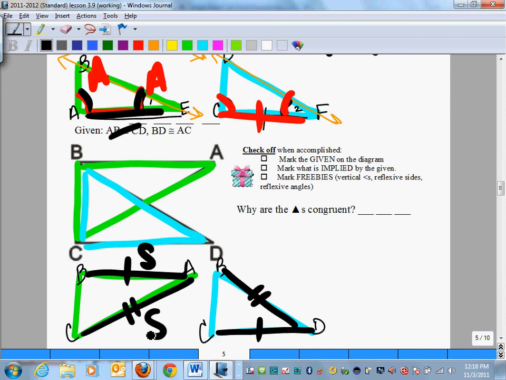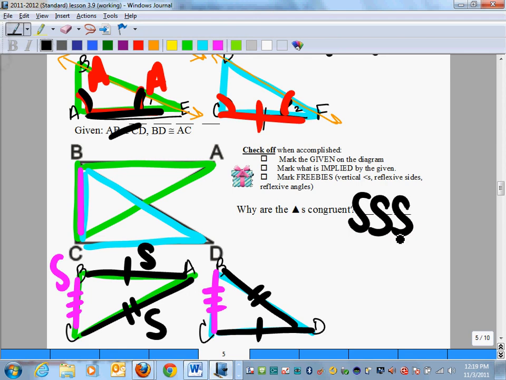Okay, the last one. Now, this is where it gets a little interesting. The triangles overlap right there. Notice BC and BC, it's exactly the same thing. Triple, triple, S. This is side, side, side. Yes. Angle side side doesn't work. Okay.